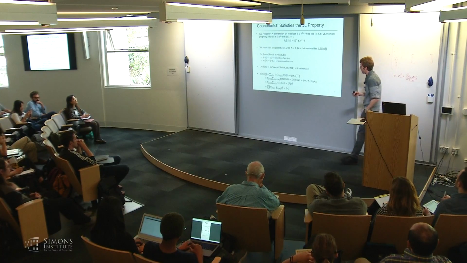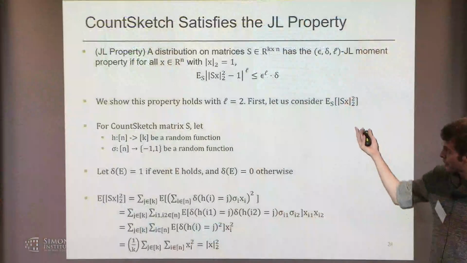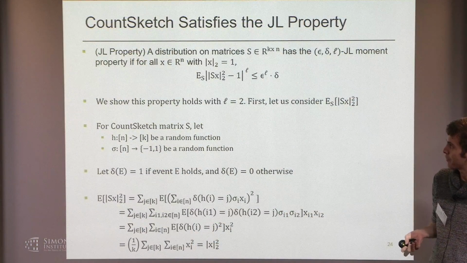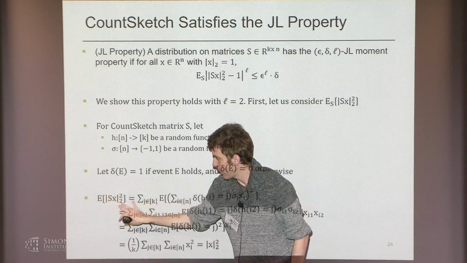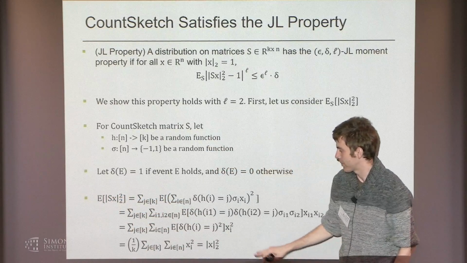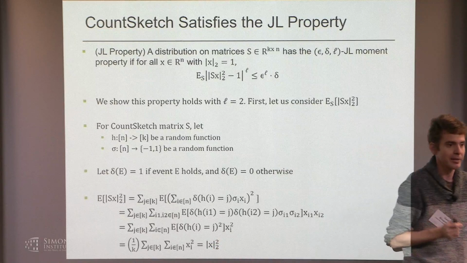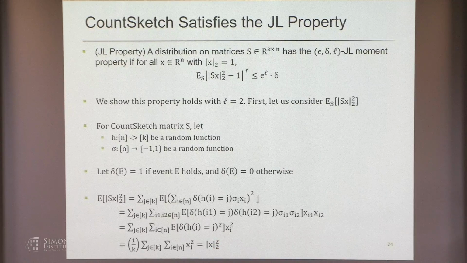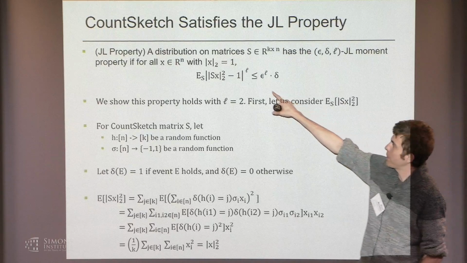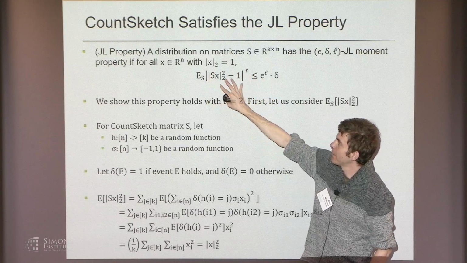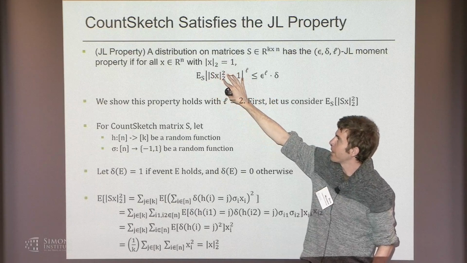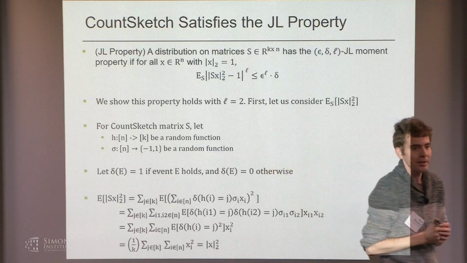Okay, so we showed that if we choose a CountSketch matrix S, then the expected value of the squared norm of Sx is the squared norm of x. It was unbiased. Now, what we needed to show was this JL moment property. So we want to show the JL moment property here with L equals 2. So we really need to compute the expectation of the squared norm of Sx minus 1, squared.